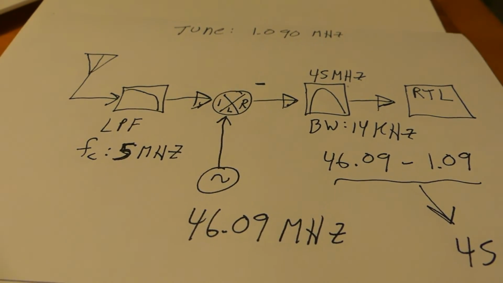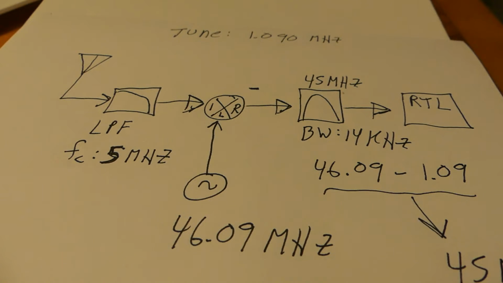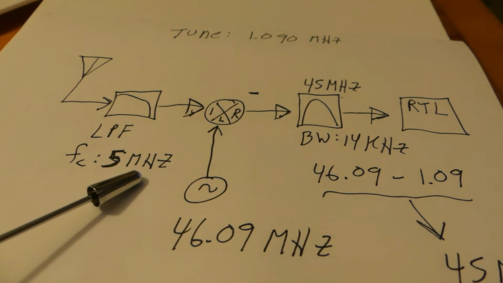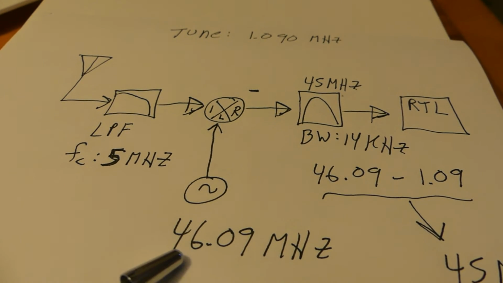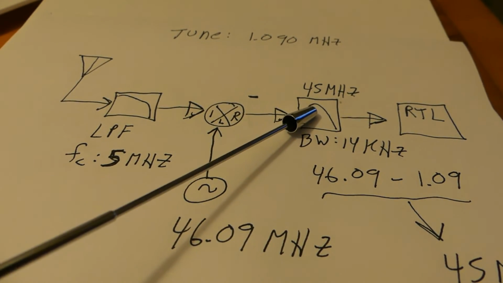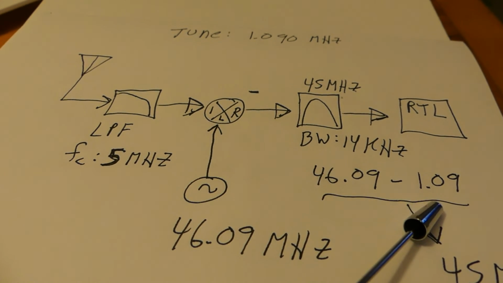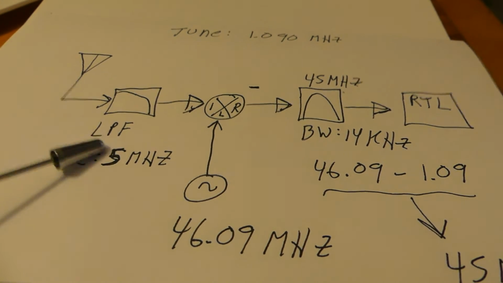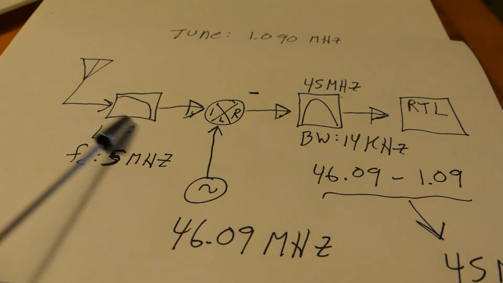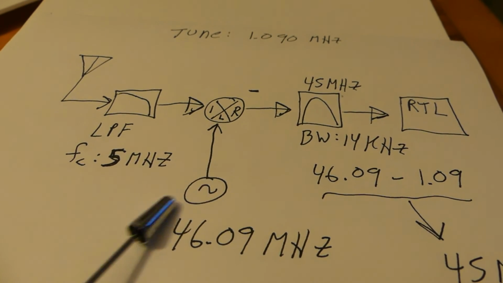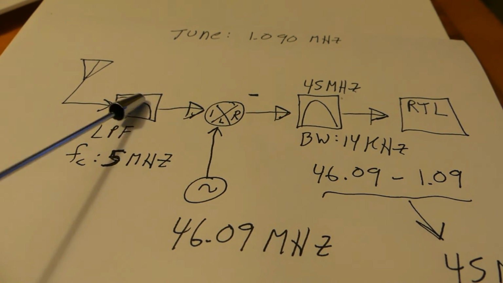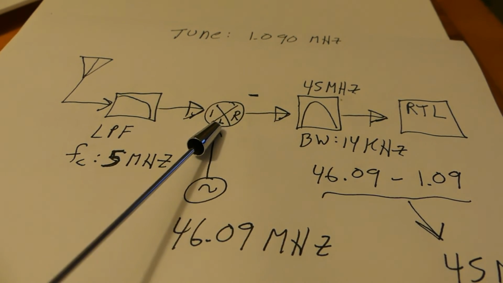So this is our final proposed idea here. We got our antenna coming in, a low pass filter with a cutoff frequency of 5 megs. We still got our LO tuned to 46.09, and now the only signal that's going to be up here at 45 megahertz is the signal that's at 1.09. And that 91 guy that's up here, if he is up here, is going to get filtered or squashed by that low pass filter. So that's why that low pass filter is needed, such that the image frequencies are attenuated before they go in the mixer.